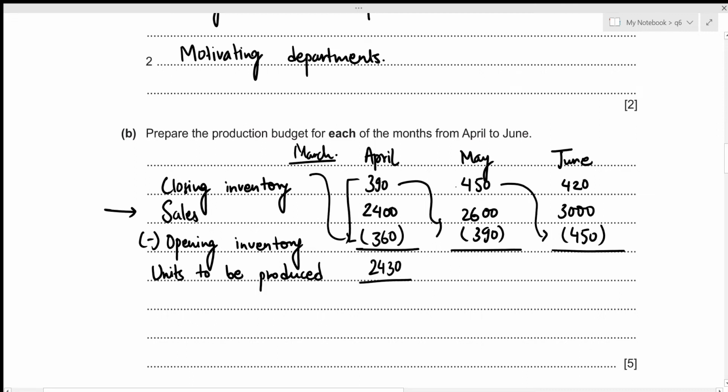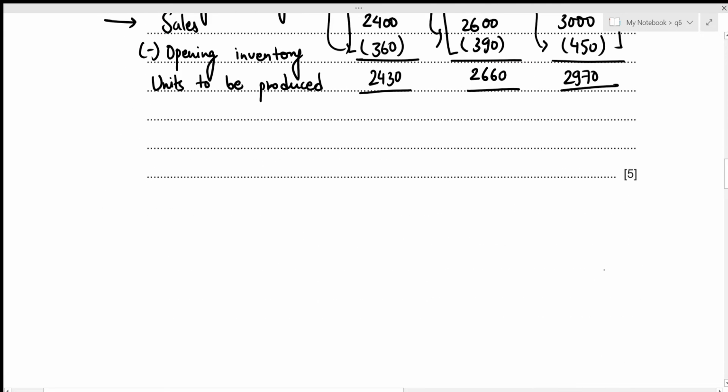For the month of May, that's the sum of these three values, 450 plus 2600 minus 390, which results in the value of 2660. For the month of June, that will be the sum of these three amounts, 420 plus 3000 minus 450, which results in the value of 2970. Okay, this concludes the second part of this question. Now we can move towards the third one.